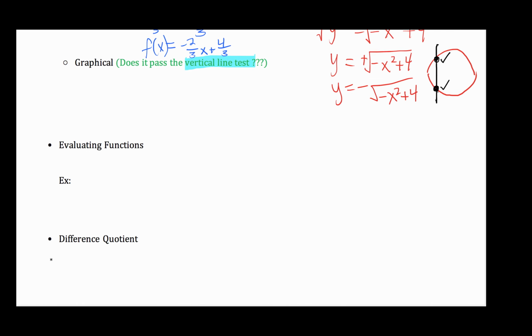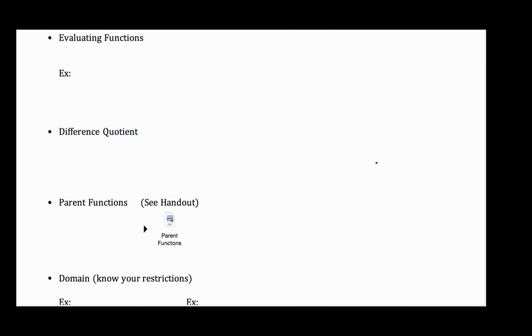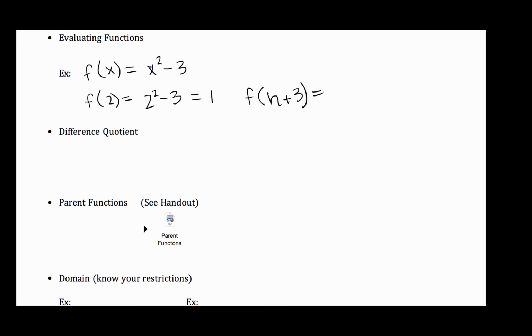Let's move on to evaluating functions. Just a quick example. Let's suppose you were given f of x equals x squared minus 3. If I want to evaluate f of 2, I'm going to replace x with 2. So this results in 1. If I want to evaluate f of, let's say for instance, h plus 3, that means wherever I see an x in my original function f of x, I have to replace it with h plus 3.